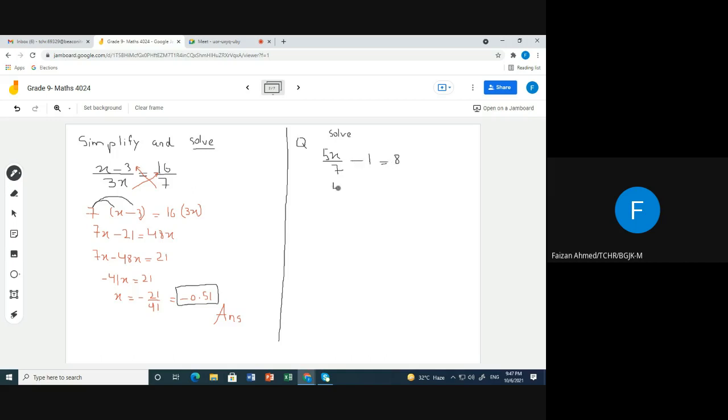So 5x upon 7 will be as it is, and then you will shift this -1 to the other side, so it will be an inverse operation. This -1 will become positive, so this will be +1, and this will be 5x upon 7. 8 plus 1 will be 9, so it equals 9.